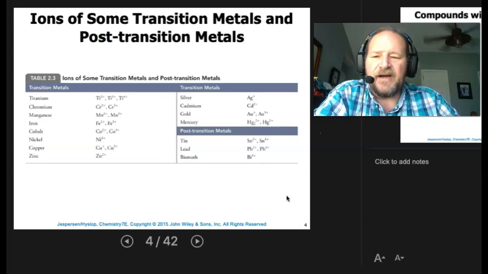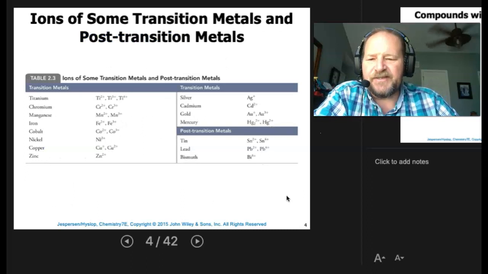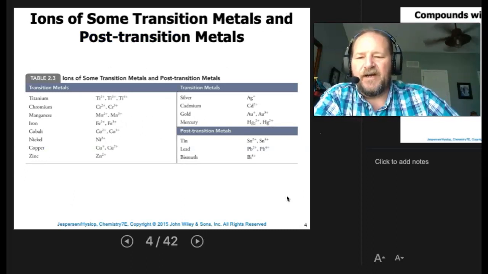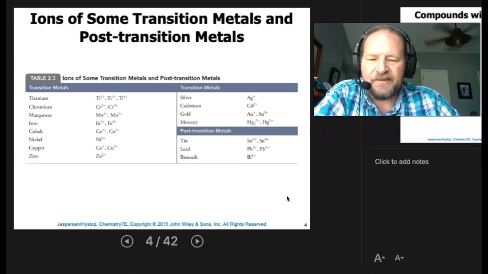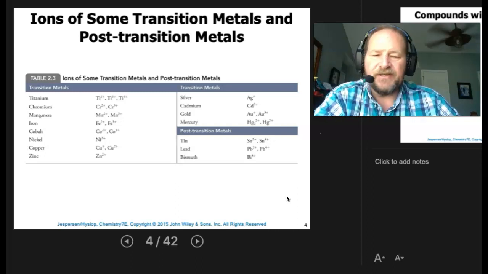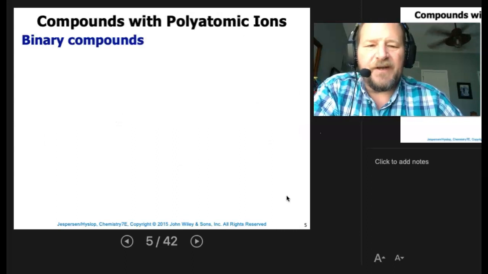Right. So ions of some of the transition metals and post-transition metals: titanium can be +2, +3, +4. Chromium has a couple of options there. Iron has a couple of options. You can see zinc, like I said, only has one option. It's going to be +2. Silver and cadmium also have only one option each. Bismuth, one option as well.